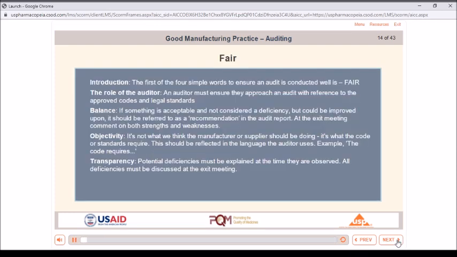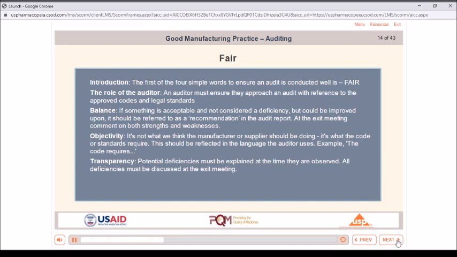Fair. Introduction. The first of the 4 simple words to ensure an audit is conducted well is fair. The role of the auditor. An auditor must ensure they approach an audit with reference to the approved codes and legal standards.